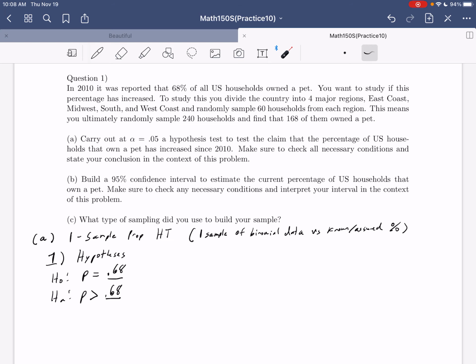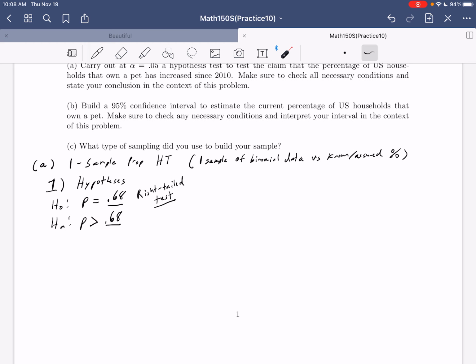In the past, we would have called this a one-sided test, but with proportion tests, we want to be a little bit more specific and say which side it is going to be. Since we're using greater than, this is going to be a right-sided or right-tailed test. If we had p less than 0.68, it would be a left-tailed test. And if it was not equal to, then we'd still use the language of a two-tailed or two-sided test. All right, now that we have those hypotheses, let's check our conditions.